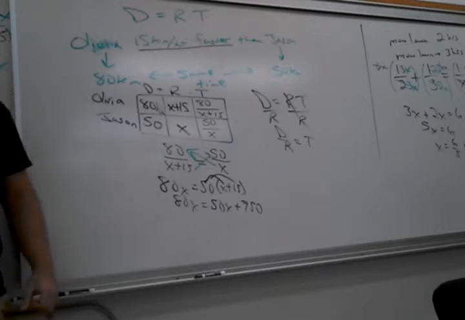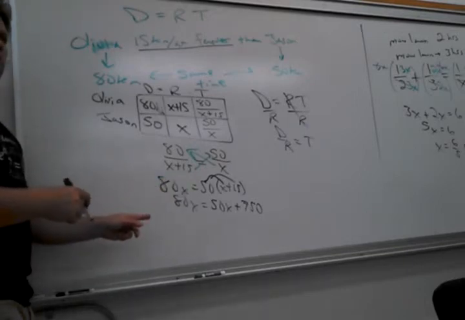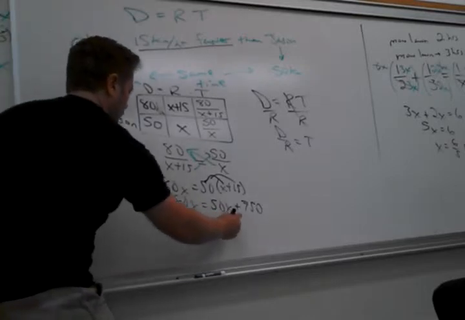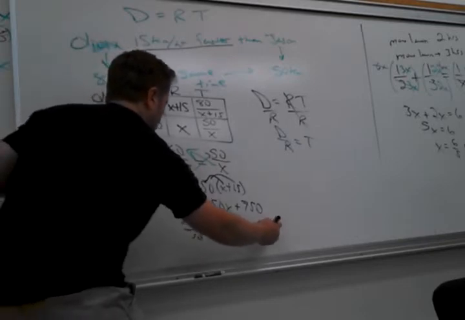Oh, so since they're all like terms, you can combine, get them all together, and divide by the coefficient. I'm done. Yeah. So I get them all together. Minus 50x, so I get 30x. 750 divided by 30. X is 25.